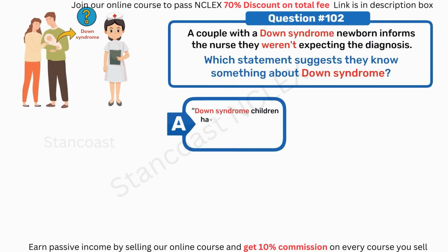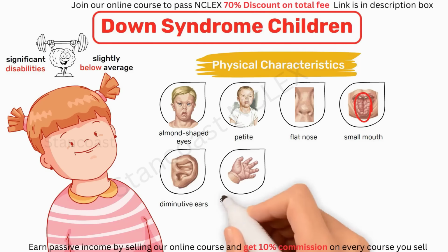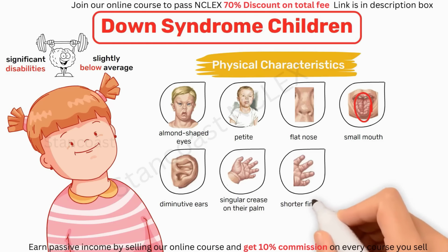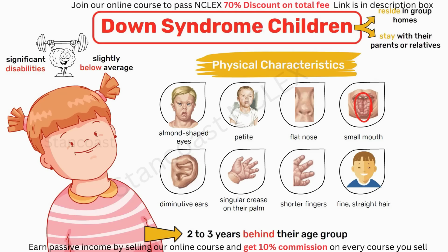Here, option A is the correct answer, because Down syndrome children can exhibit intellectual capabilities ranging from significant disabilities to slightly below average intelligence. Their physical characteristics can include almond-shaped eyes, a petite, flat nose, a small mouth, often with a noticeable tongue, and diminutive ears. It's common for them to have a singular crease on their palm, shorter fingers, and fine straight hair. Socially, they tend to be 2 to 3 years behind their age group. Many might reside in group homes, while others stay with their parents or relatives. Typically, these children are amiable and have a calm disposition.